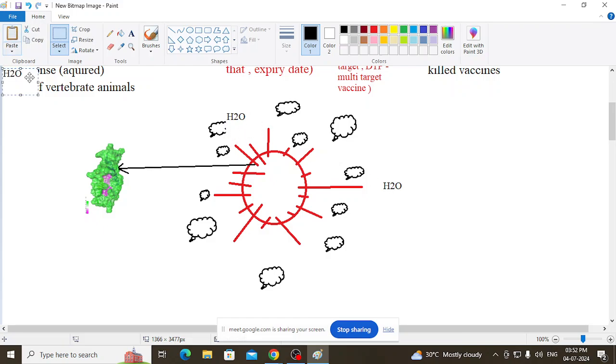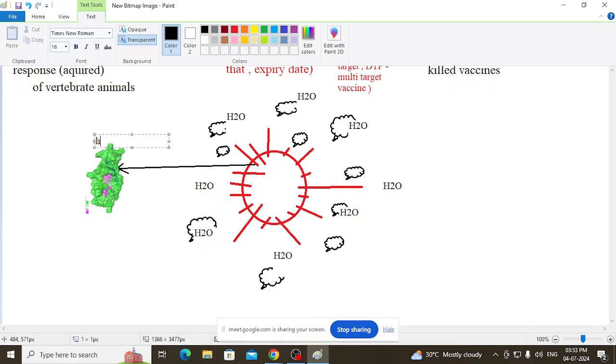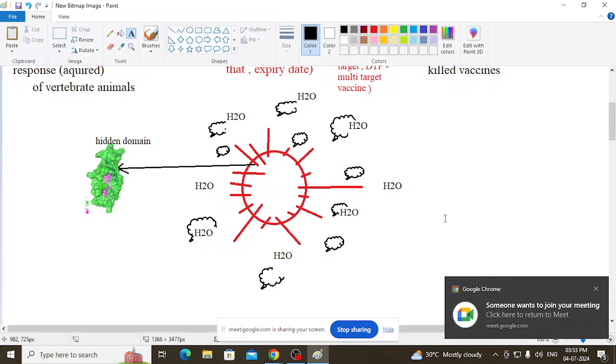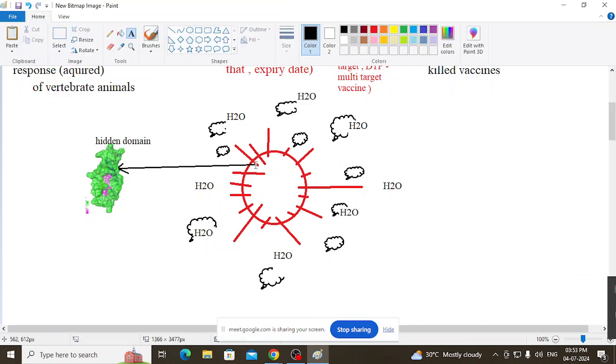So these are all water. These are all water. These are all water. Okay, but this particular protein domain, or let us say motif, remains hidden. Hidden domain. It is present somewhere here.